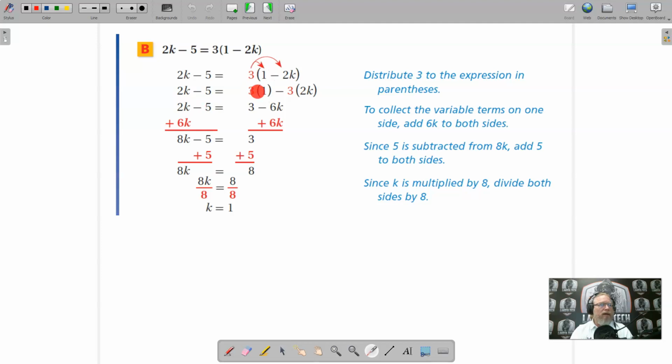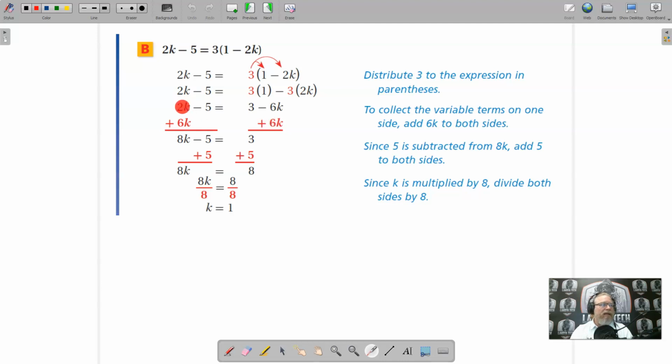3 times 1, we see that here. 3 times negative 2k, or they squeeze that in there. It's going to be negative 3 times 2k. It's going to be the same thing, either way you want to look at it. We're going to end up with a negative 6k. 3 times 1 is 3. Negative 3 times 2k is negative 6k, or minus 6k, either way.